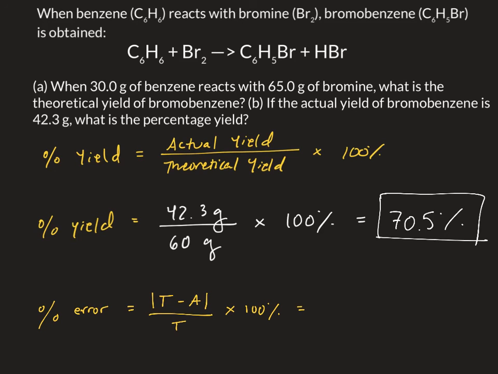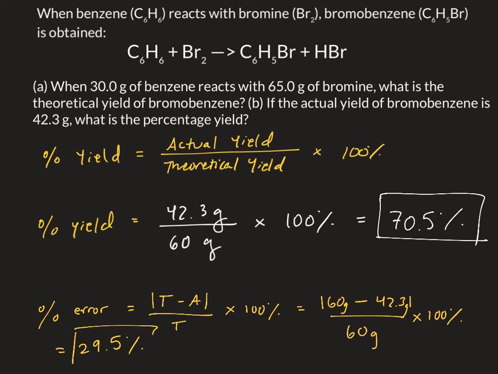Our theoretical was 60 minus our actual, which is 42.3, divided by our theoretical times 100%. And that gives us a value of 29.5%. So here you have it, guys: our percent yield and our percent error. These are the two equations we went over.